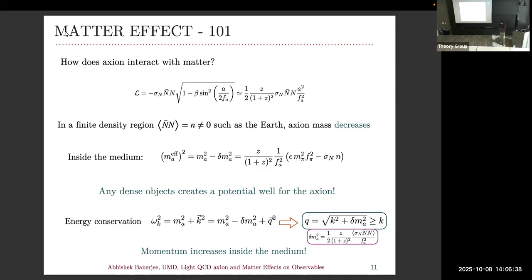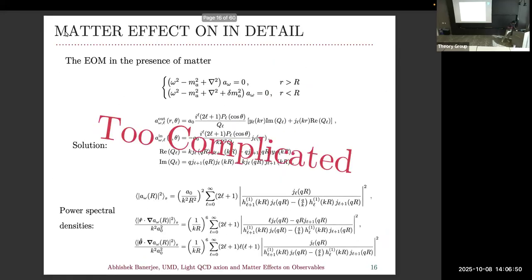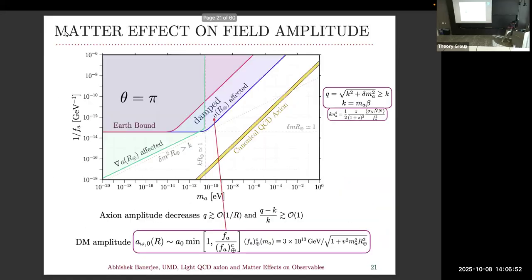What inverse axion mass do you consider? The inverse axion mass, the length unit. That's much larger than the R size. So K is m_a times beta, right? So here it's 1 over R.